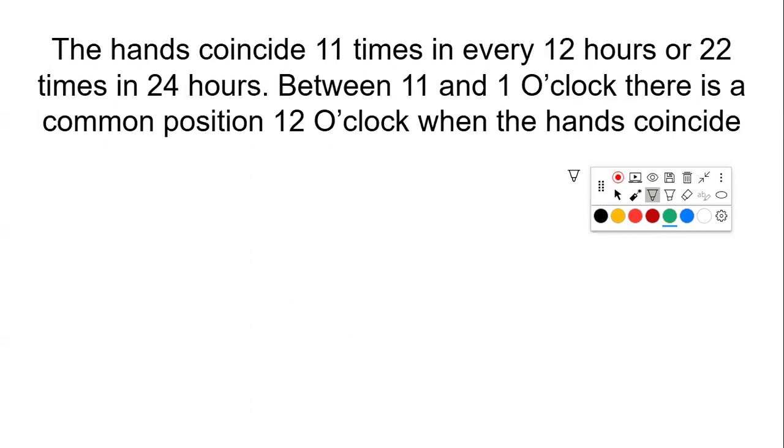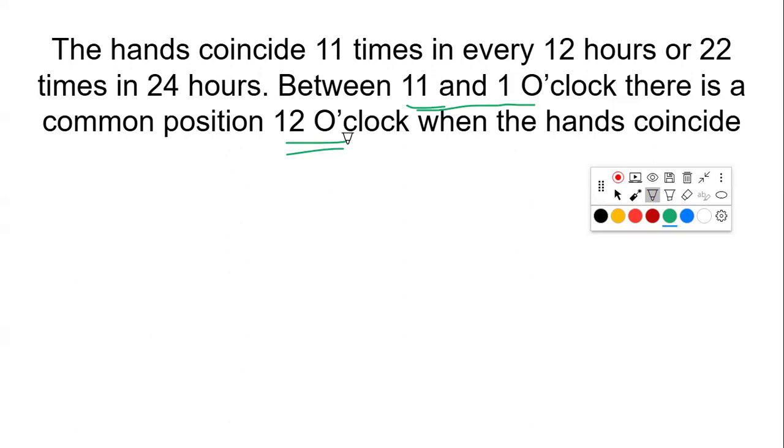The hands coincide only 11 times in every 12 hours. We say every 1 hour coincidence happens, but in 12 hours, the coincidence happens only 11 times, or 22 times in 24 hours, because between 11 and 1, the coincidence happens exactly at 12. Even though it is 11 to 12, 1 hour, 12 to 1, 2 hours, in these 2 hours, the coincidence is happening only at 12 o'clock.